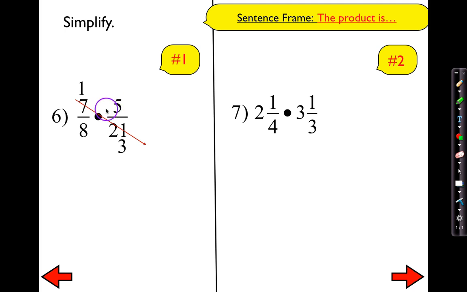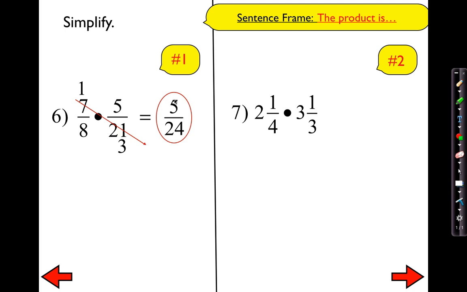At this point, I can go ahead and multiply straight across, but now I'm multiplying 1 times 5, which is 5, and then I'm going to multiply 8 times 3, which is 24. So my answer is 5 over 24. But before, again, we circle our answer, we got to check, is that reduced? The answer is, yes it is. So that is our final answer.